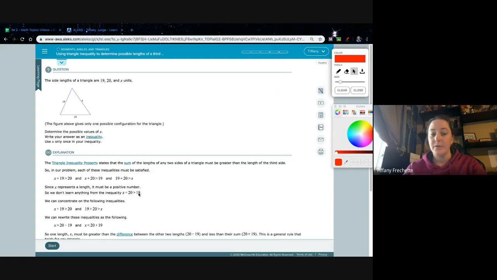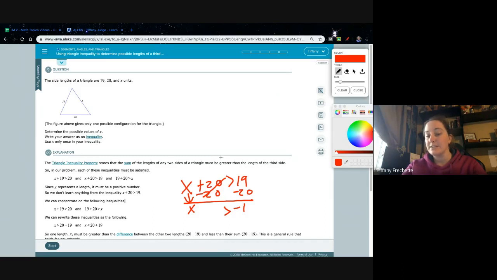I'll explain it like this. If you have x plus 20 is greater than 19, and I subtract 20 from both sides, x comes down, 20 minus 20 goes away, and this is greater than negative 1. Well, x can't be negative 1. That's why we don't learn anything from it. So that's a better way to describe it.